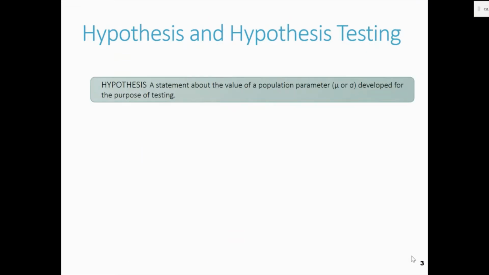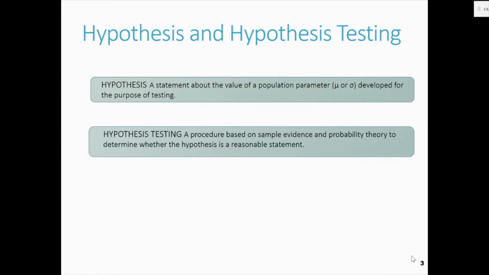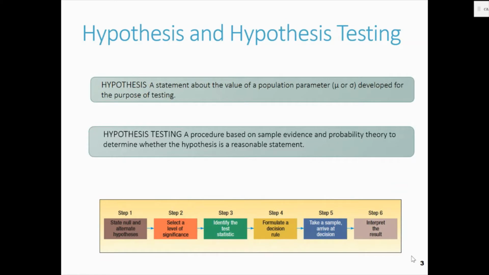So now, for statistics, a hypothesis is a statement about the value of a population parameter, whether it is the population mean or the population standard deviation, developed for the purpose of testing. Hypothesis testing is a procedure based on sample evidence and probability theory to determine whether the hypothesis is a reasonable statement. So now, hypothesis testing has 6 steps. In this session, we're going to concentrate on step 1, state the null and the alternate hypothesis.